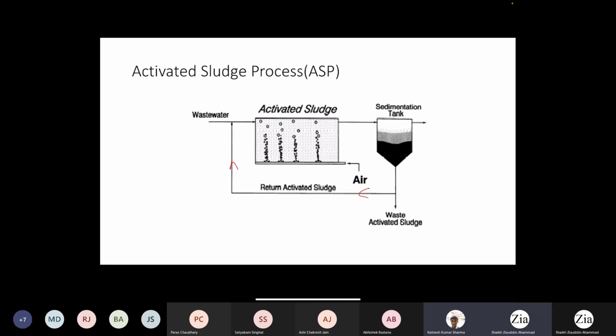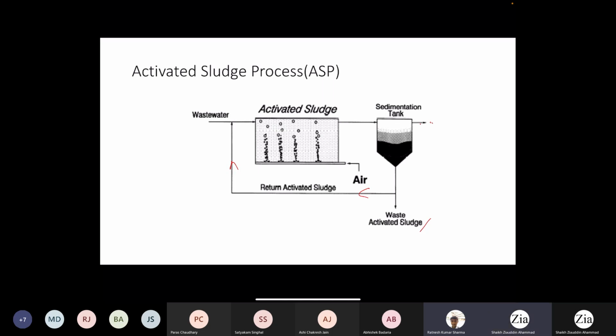Certain amount of sludge you need to bleed, because the entire amount cannot be sent back to the reactor, because you need to maintain certain F by M ratio. And after the sedimentation tank, from the top of the sedimentation tank, you get the clear liquid.